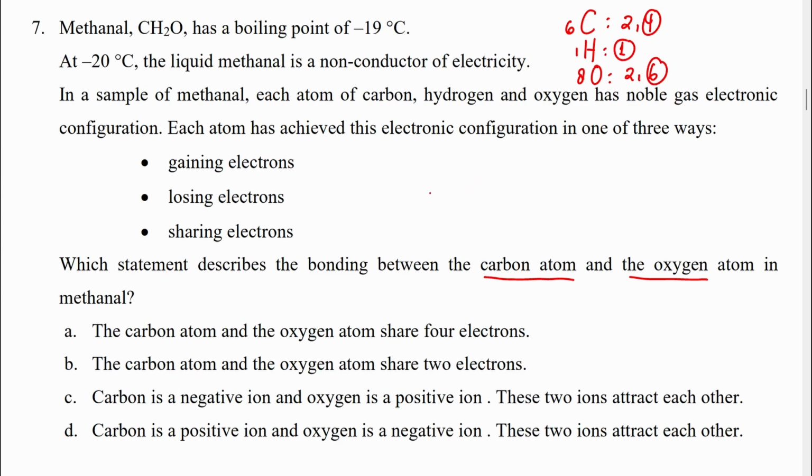Okay, now we have to think about how to draw this structure. So we have carbon, and we have hydrogen in here, and oxygen in here. And hydrogen we have 1, while carbon we have 4, right? 1, 2, 3, 4. And oxygen we have 6 valence electrons. So 1, 2, 3, 4, 5, 6. Okay, so this is the sharing together.